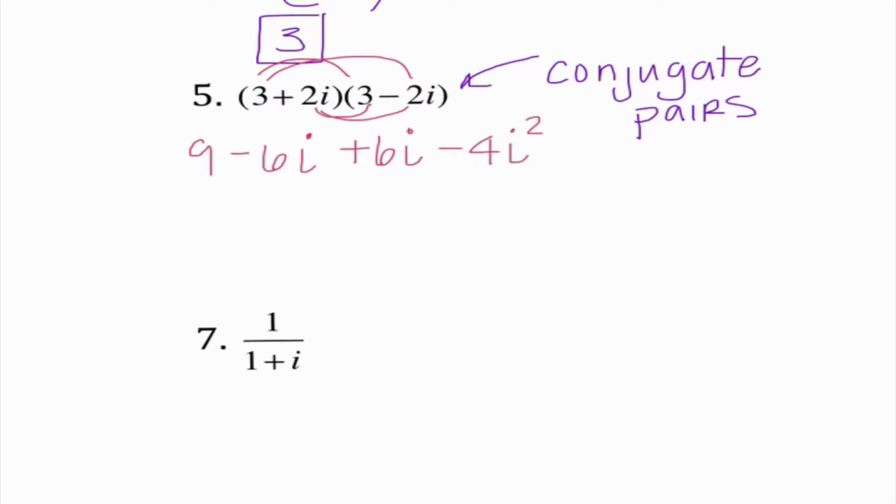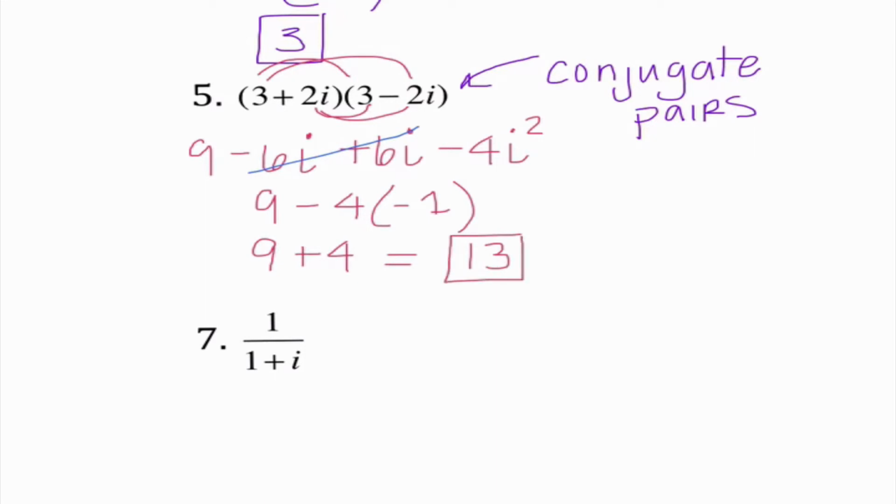So the first thing that I notice is that my i terms cancel out. Secondly, I know that i squared is the same thing as negative 1. So I'm saying 9 minus 4 times negative 1. So I get 9 plus 4, which is 13. So what I really want us to notice here is that when I multiply two conjugate pairs together, and just to review the reason why they are conjugate pairs, they have the same two terms, just the sign in between is different, when I multiply them together, we will always get a real number as our answer.